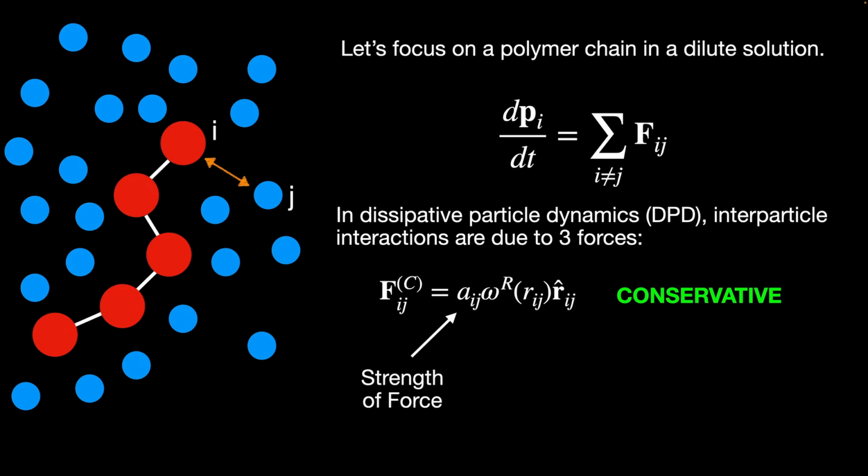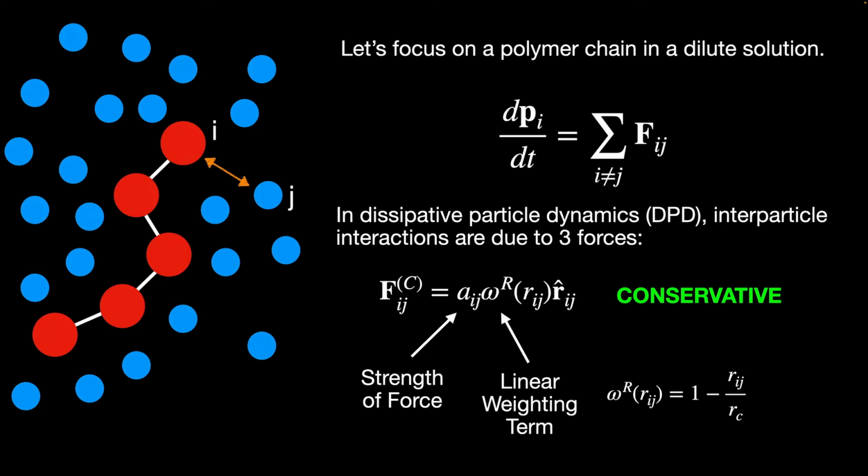The first one is the strength of the force, which is denoted by this a_ij term. That's just how strongly these particles are interacting with each other. But how strongly they interact with each other also depends on their separation distance. And so we've got this linear weighting term, which is weighting the magnitude of the force based on how far apart these particles are separated. A common choice, though this isn't required, is that we take this function to be 1 minus the separation distance.